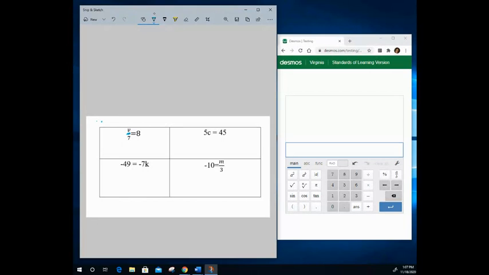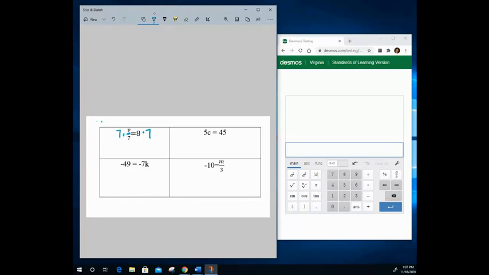So we need to think to ourselves, how do we undo division? To undo division, we would multiply. So to undo a division of 7, we're going to multiply by 7. And whatever you do to one side, you have to do to the other side of the equation.